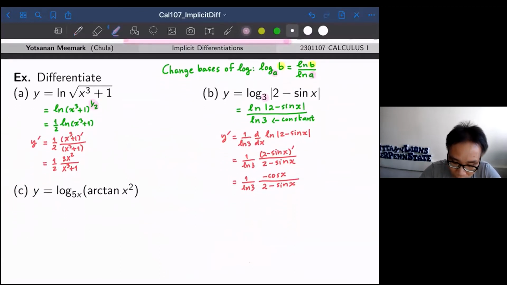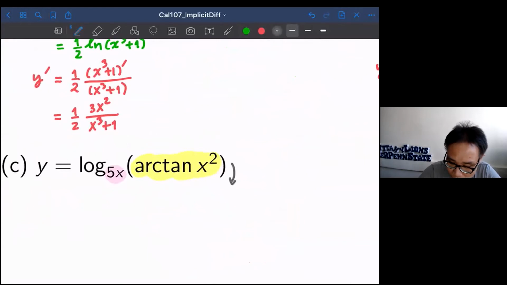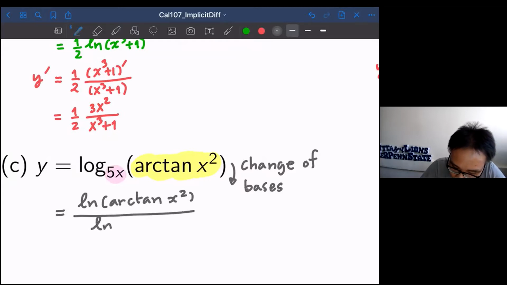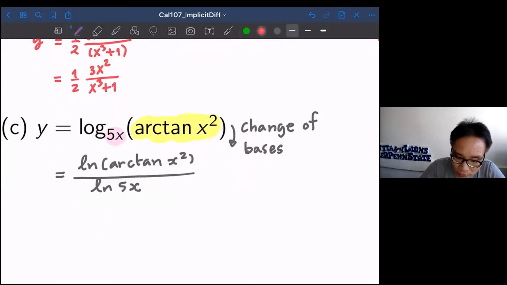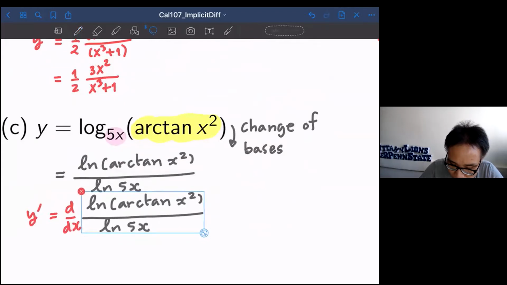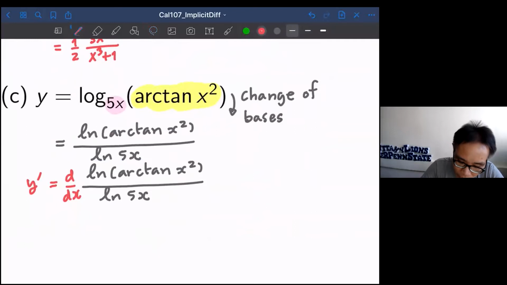The next one, you see that you have log base 5x of arctan of x squared. Okay, so it's going to be this one. And you see that you use change of bases. Okay, so you will use the change of bases to write this one as ln of arctan x squared over ln 5x. Okay, and you're going to find y prime, so you're going to differentiate this guy, so it's going to be d/dx of the whole thing here. Okay, so you're going to have this one, and when you differentiate this one, you're going to use the quotient rule.